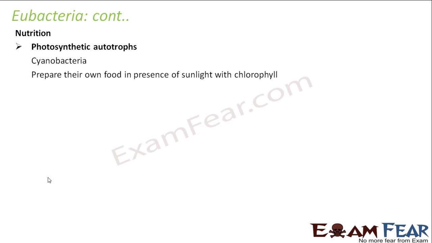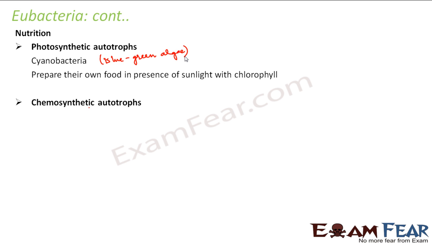So let us talk about the different types of Eubacteria based upon their different modes of nutrition. The photosynthetic autotrophs. One of the best examples is the Cyanobacteria, which is also known as blue-green algae because of their color. So this Cyanobacteria is also known as blue-green algae because of their bluish green color. Now, why do they have this green color? Due to the presence of chlorophyll in them. So since they have chlorophyll, they can prepare their own food with the help of sunlight, and that is the process of photosynthesis. So photosynthetic autotrophs are Cyanobacteria.